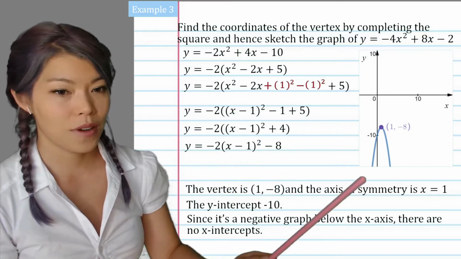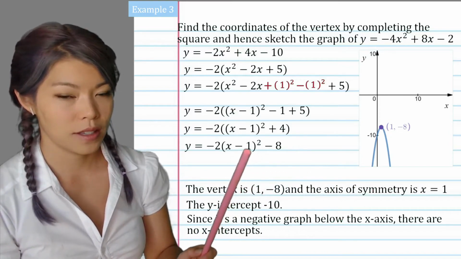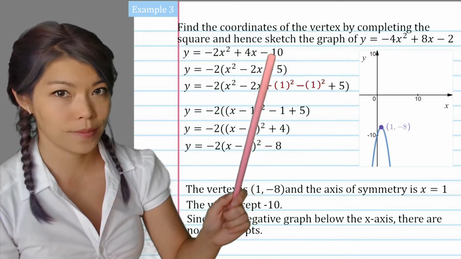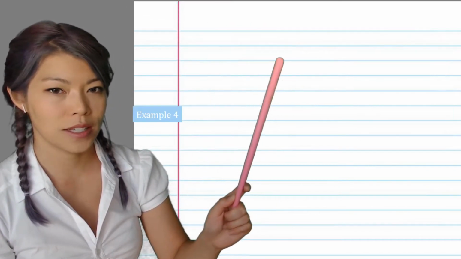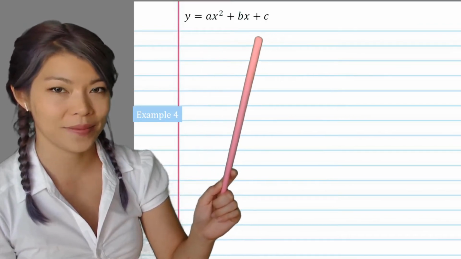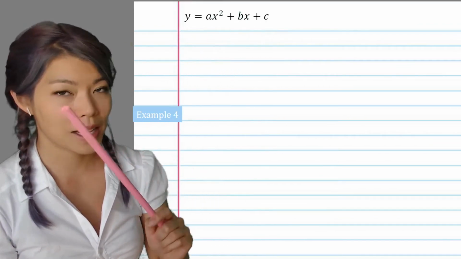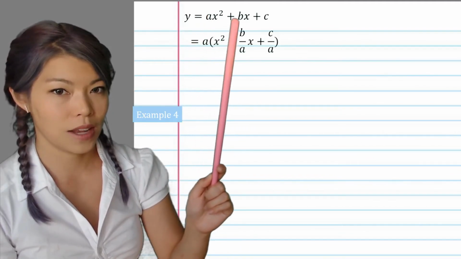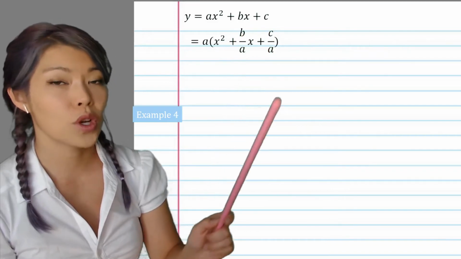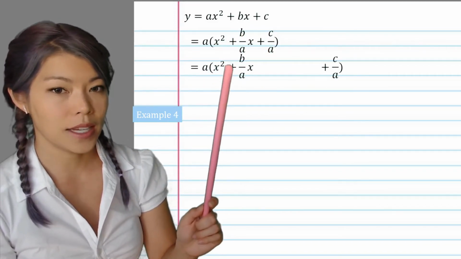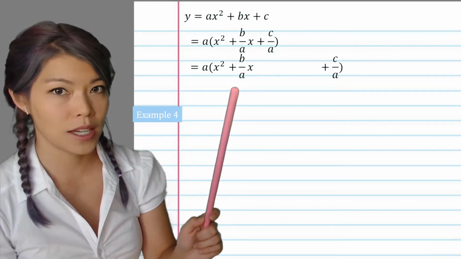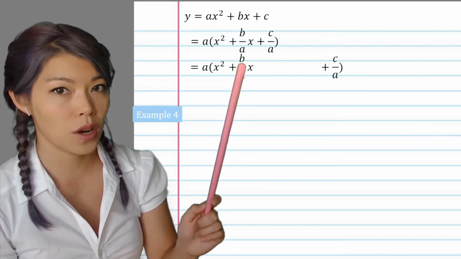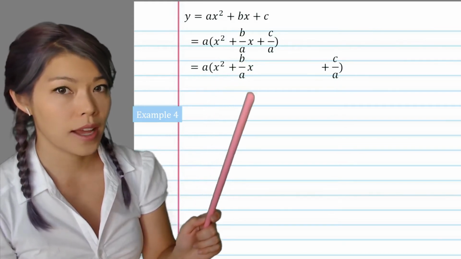Now, is there a way to find the axis of symmetry, which is that value there, 1, from the standard equation? Let's figure it out by substituting the standard equation with a, b, and c. Like in the previous example, we took the a out. Now we're left with b over a and c over a. And then we completed the square by dividing by 2. So b over a divided by 2 is b over 2a. And then squaring it, which means b squared over 2 squared is 4a squared.